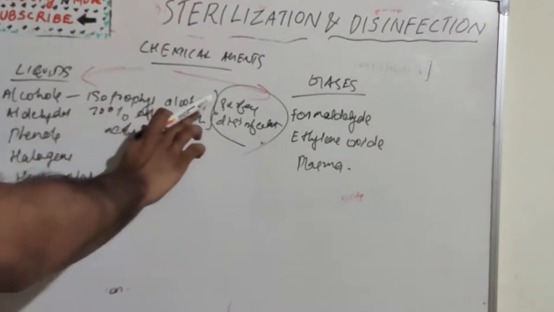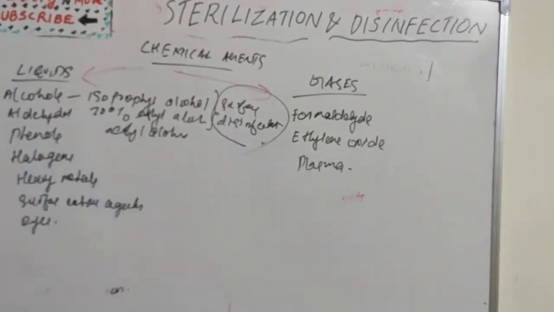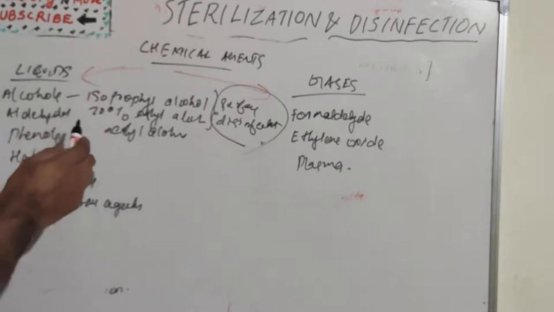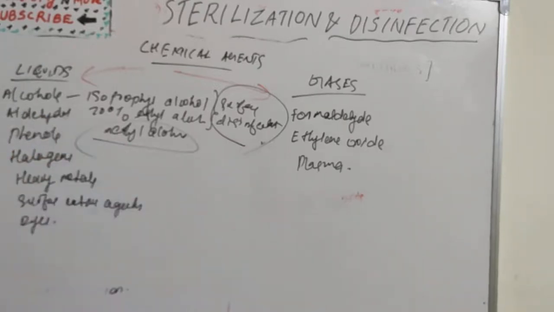So isopropyl alcohol and 70% ethyl alcohol are surface or skin disinfectants, whereas methyl alcohol is used to clean or disinfect the cabinets and incubators. Okay, so suitable for skin preparation before the vein puncture. So before inserting needle into veins, we can apply all these.